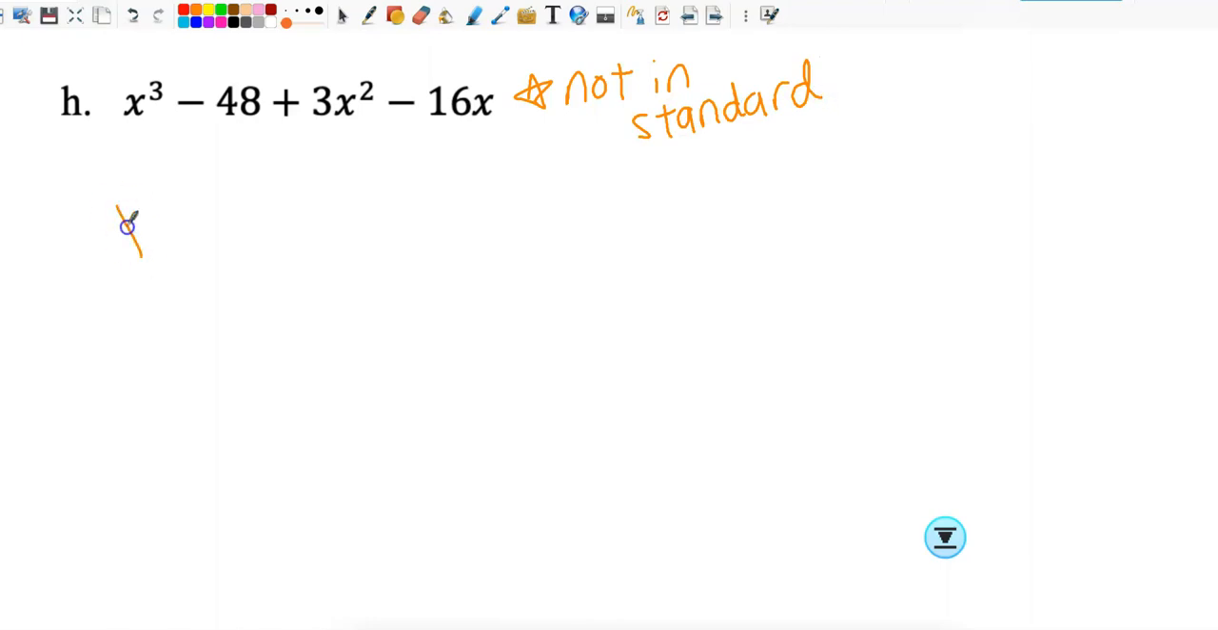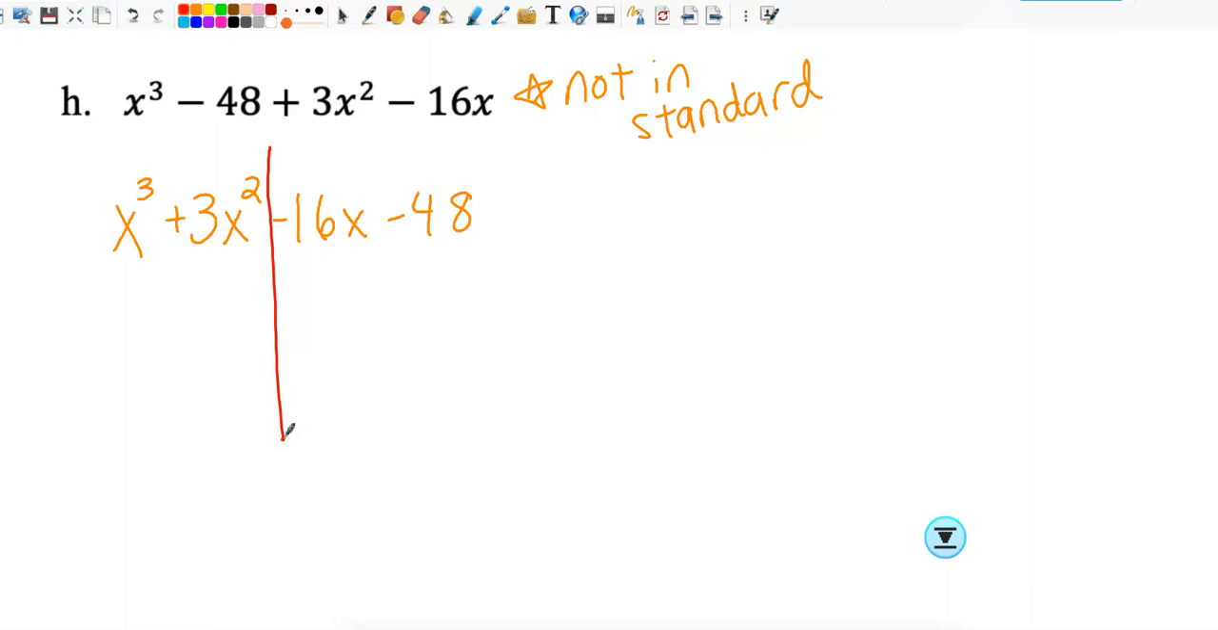So highest exponent goes first, x cubed. Next highest exponent is x squared, followed by your x term, and then our number, -48. So now, if I ask myself, do they have anything in common? No, because that's a 1, and then this one does not have a variable. So they have nothing in common, no greatest common factor.